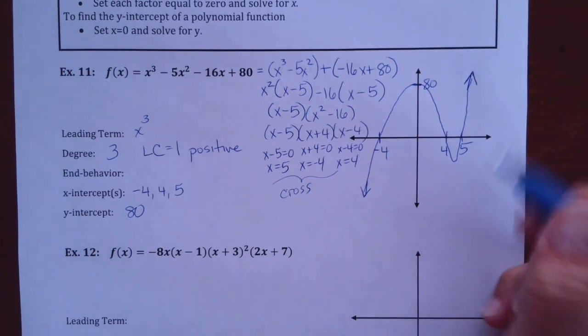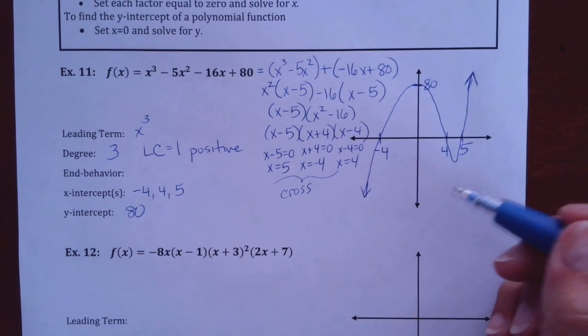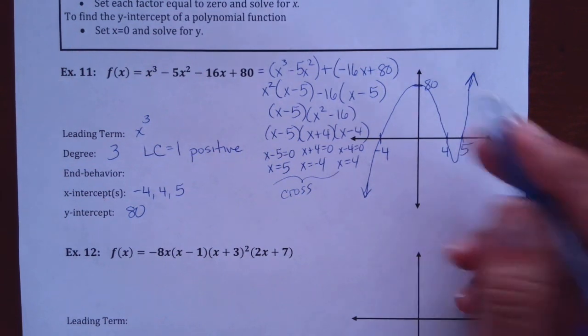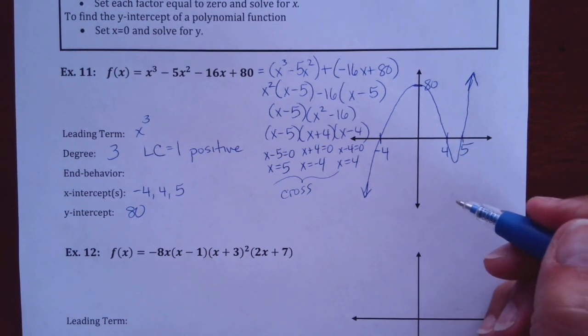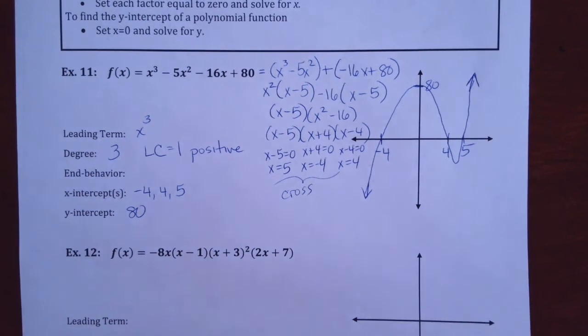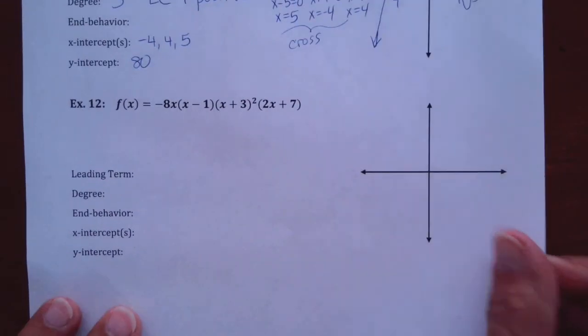Okay. So again, this is not a perfect graph. It's not exact, but that's the shape of what you would have. Okay. All right, so let's try that again with example 12.